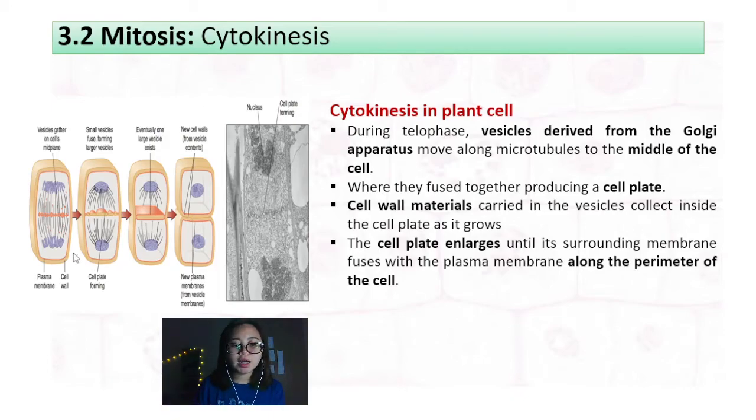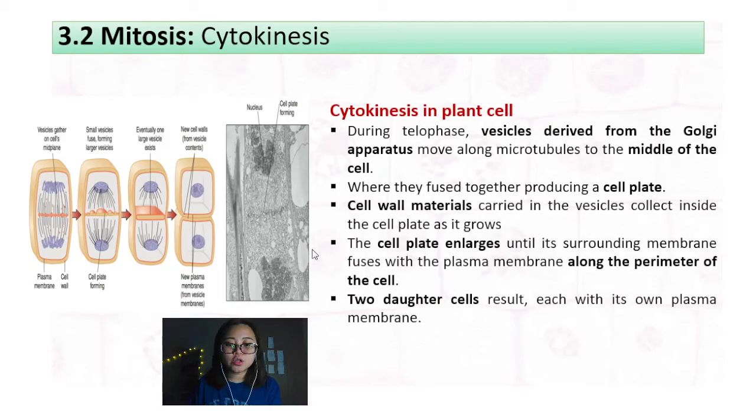So cell plate ini akan terus berkembang sehinggalah dia bersentuhan dengan dinding sel dan plasma membrane sel. Okay, dia akan berkembang-kembang sampai dah ke hujung. Then you will have two daughter cells as a result, each with its own plasma membrane. Bila plasma membrane pertama dan kedua sudah terpisah, habislah atau selesailah proses cytokinesis. Sebab sekarang ini dikira sebagai dua sel baharu.